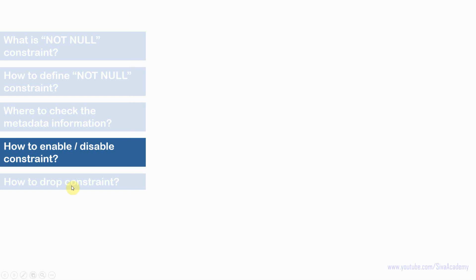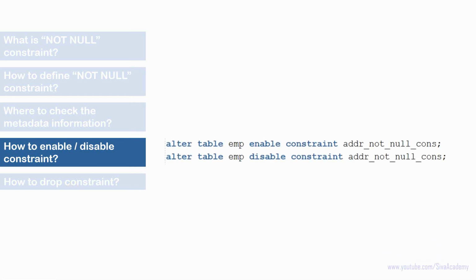So here is the syntax to be remembered for enabling and disabling. The syntax is quite simple and straightforward. You say alter table, table name, followed by either the enable or disable keyword, constraint, and the constraint name.